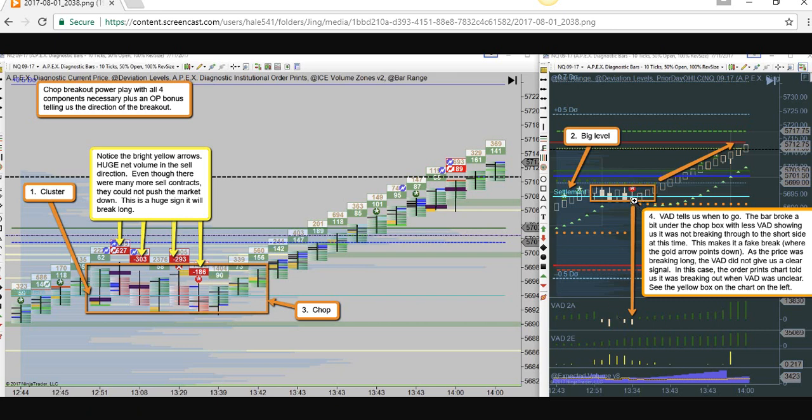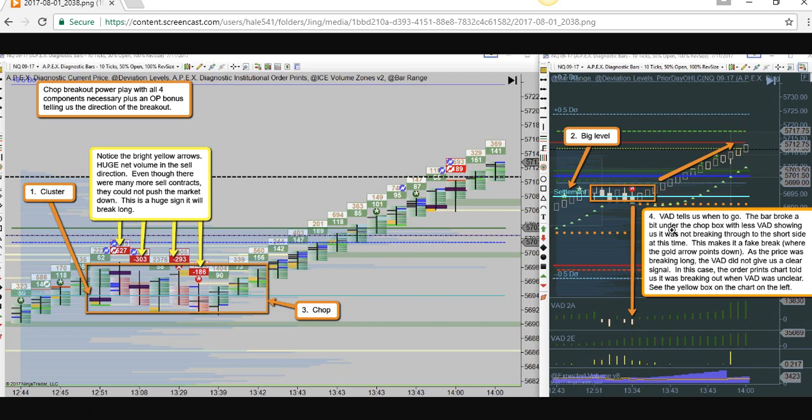That short bar broke out of the chop box with what? With less volume than the last time there was a push down. See this push down of 2 bars? This was the VAD level. This was the accumulated VAD level. The next time it pushed 2 bars down and even broke out of the chop box a little bit, it didn't even break out with as much volume as before. So are we going to take that? No. VAD tells us when to go.